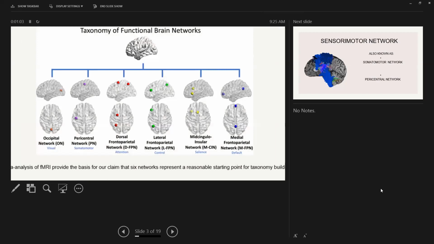By the meta-analysis of fMRI, the taxonomy of functional brain networks is as follows: the occipital network, that is the visual network; the pericentral network, that is the somatomotor network; the dorsal frontoparietal network, that is the attention network; the lateral frontoparietal network, that is the control network; the salience network; and the medial frontoparietal network, that is the default network.